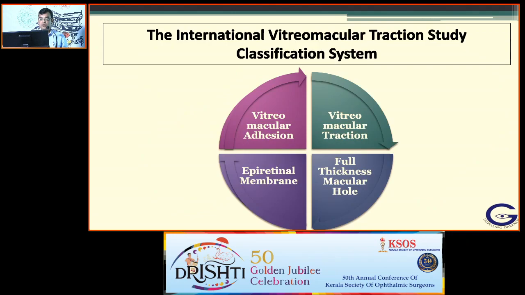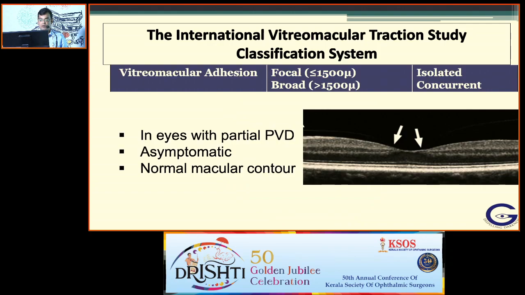There are various types of vitreomacular interface disorders defined by the International Vitreomacular Traction Study group: vitreomacular adhesion, vitreomacular traction, epiretinal membrane, and full thickness macular hole. So first is vitreomacular adhesion. Usually it is seen as a fine vitreous adhesion over the macula without distorting the macula, and vision usually will be normal. So this is just a finding. It's more of a physiological finding rather than a pathological finding.